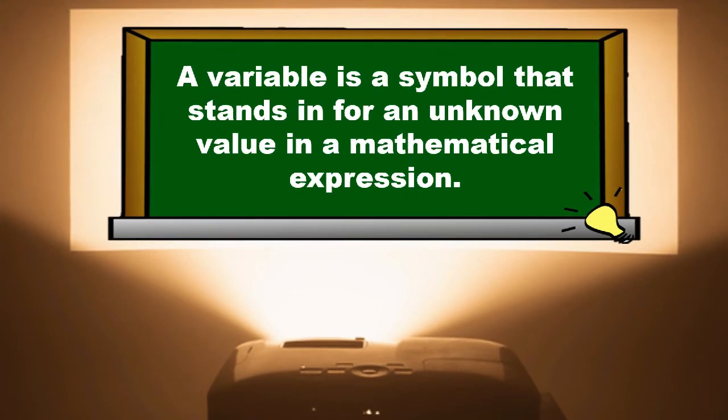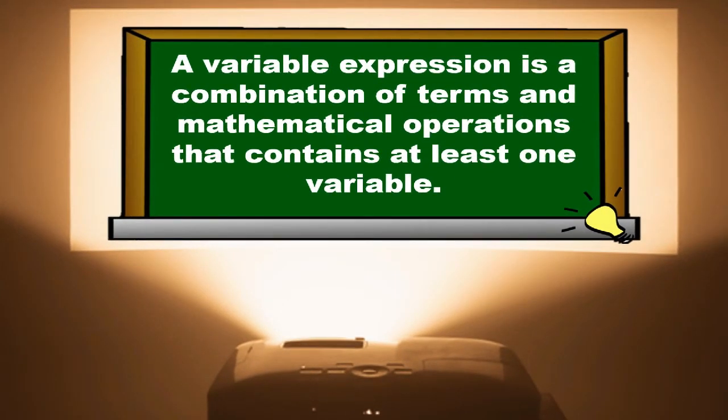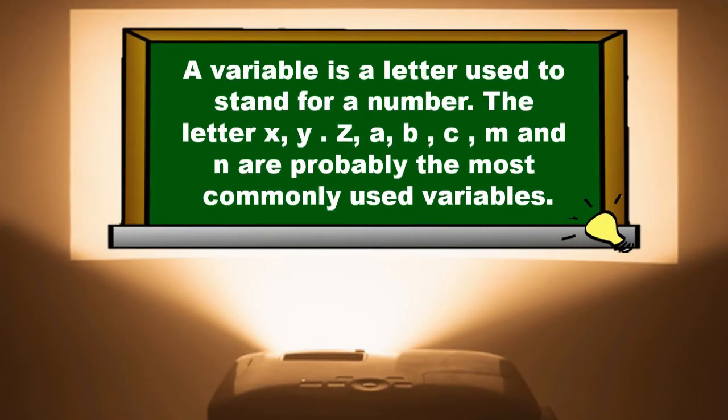A variable is a symbol that stands in for an unknown value in a mathematical expression. In addition to that, a variable expression is a combination of terms and mathematical operations that contains at least one variable. So, what is a variable? A variable is a letter used to stand for a number. The letters X, Y, Z, A, B, C, M, and N are probably the most commonly used variables.